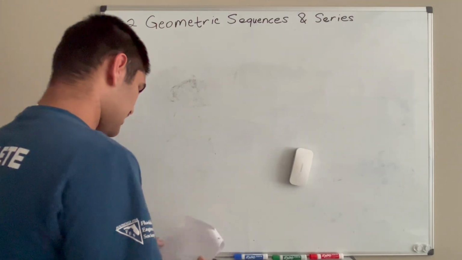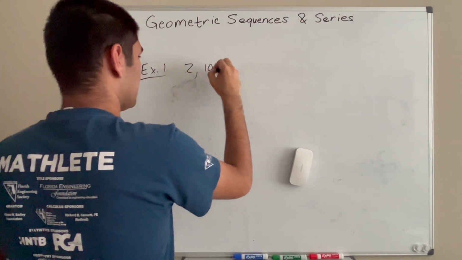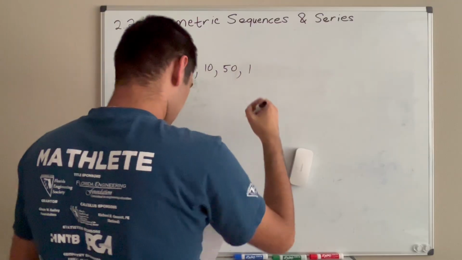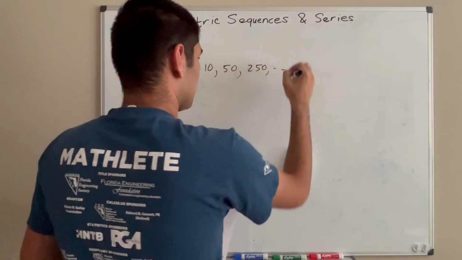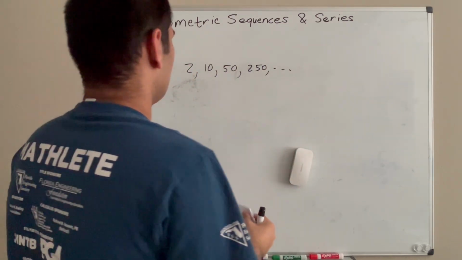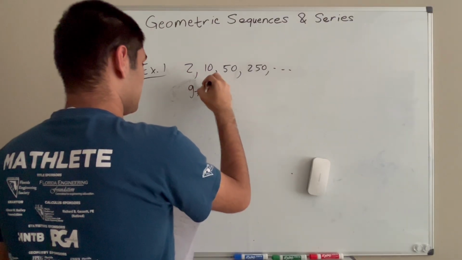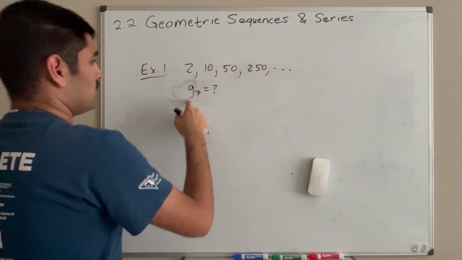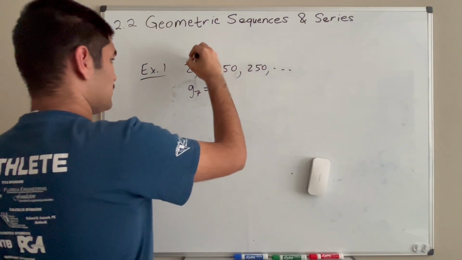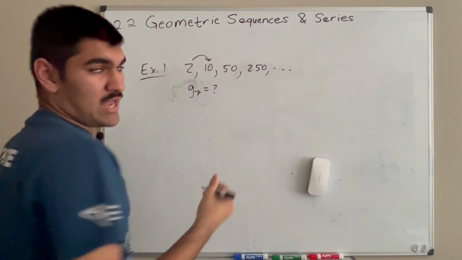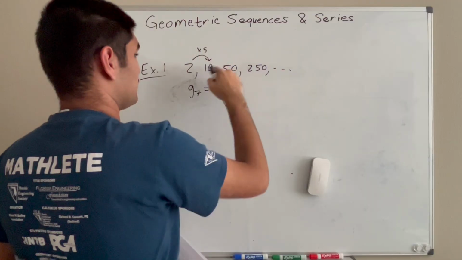So let's say we're given a sequence 2, 10, 50, 250, and so on, right? And we want to find the seventh term. So we want to find G sub 7. So first we have to see if this is a geometric sequence or not. So from 2 to 10, this time instead of seeing what we add, we have to see what we multiply by. So 2 times 5 is equal to 10.